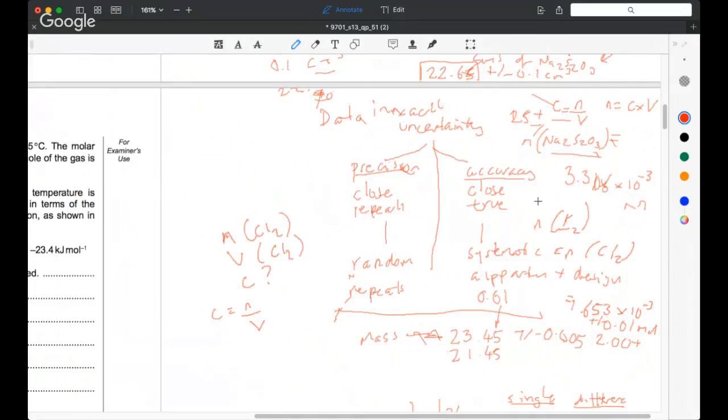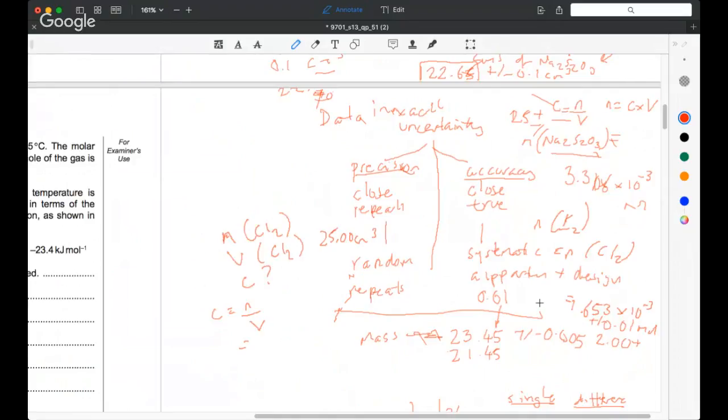It's 1.653 times 10 to the minus 3 moles. You know your volume of chlorine, you measured that out very carefully earlier on, is 25 centimeters cubed. So your concentration, just punch the numbers into the calculator, is? Make sure you're using the 1,000 conversion.